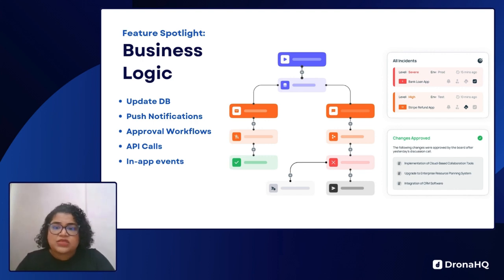The next is, of course, how you implement business logic and automation. DronaHQ allows you to visually set up the business logic. You can trigger workflows or approval notifications, push notifications, update a database, or completely embed specific apps within your admin panels. This is extensively being used by a lot of teams to automate approvals or speed up their workflows around issue resolution and so on.